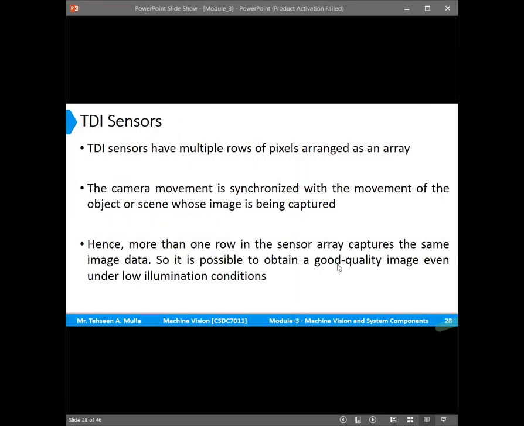TDI sensors have multiple rows of pixels arranged as an array. No matter what kind of technology you're using, it will be in terms of matrices or arrays. We need numbers which represent pixels. Pixels are in the color palette of 0 to 255; we have a total of 256 color variations. If we have such an arrangement, any sensor, depending on what kind of application we are going to use, is feasible for our needs, right?